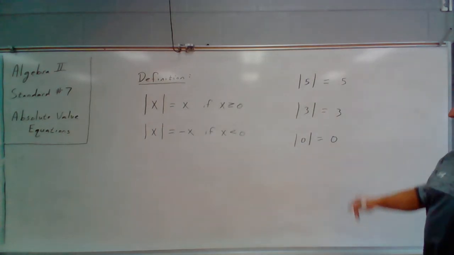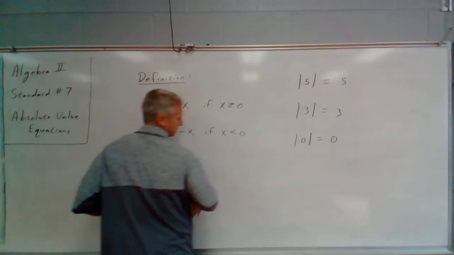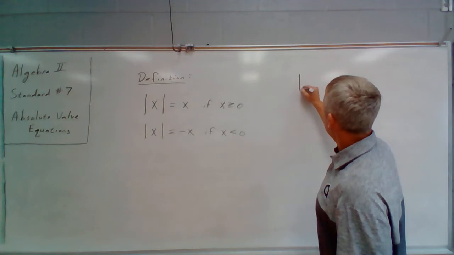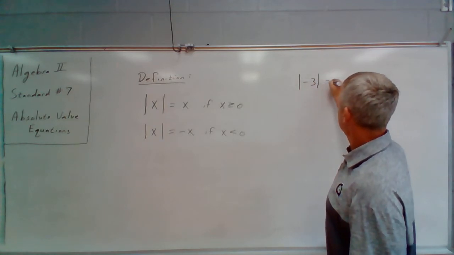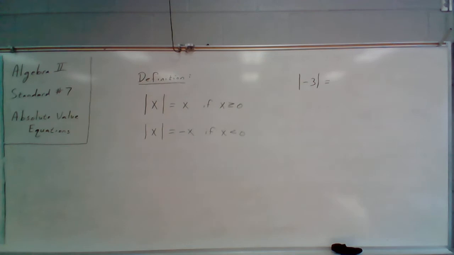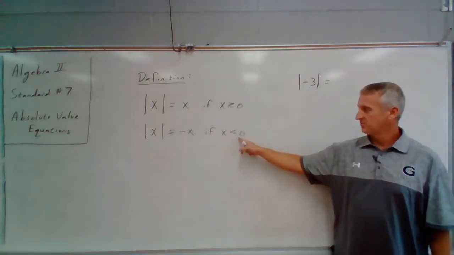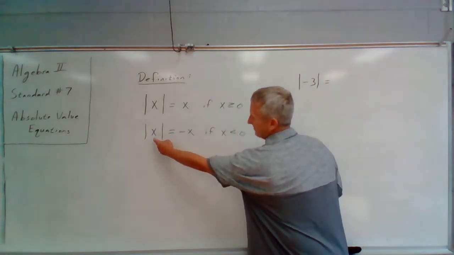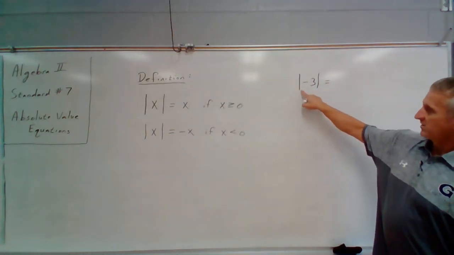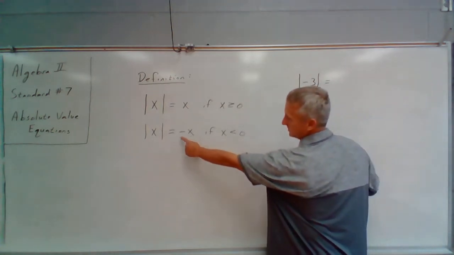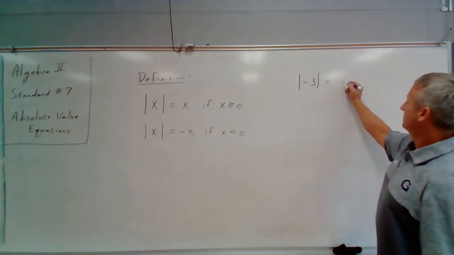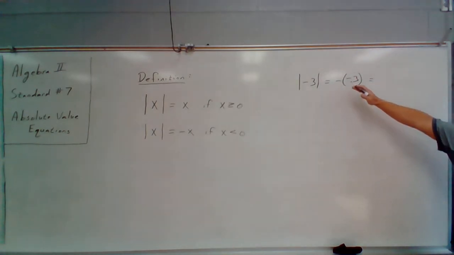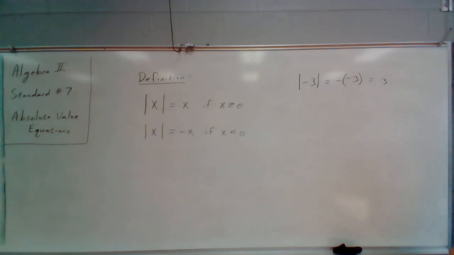Let's try some more examples. Take the absolute value of negative 3. Negative 3 is less than 0, so we will use the bottom part of the definition. So this time x is negative 3. The absolute value of negative 3 is equal to the opposite of negative 3, so minus negative 3, like that. The opposite of negative 3 is positive 3.